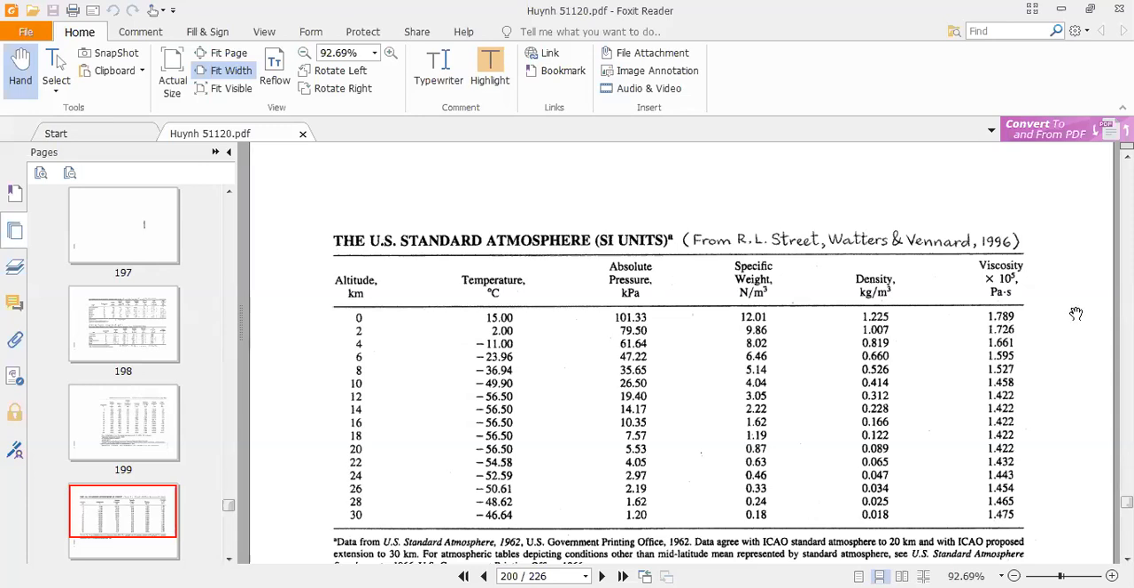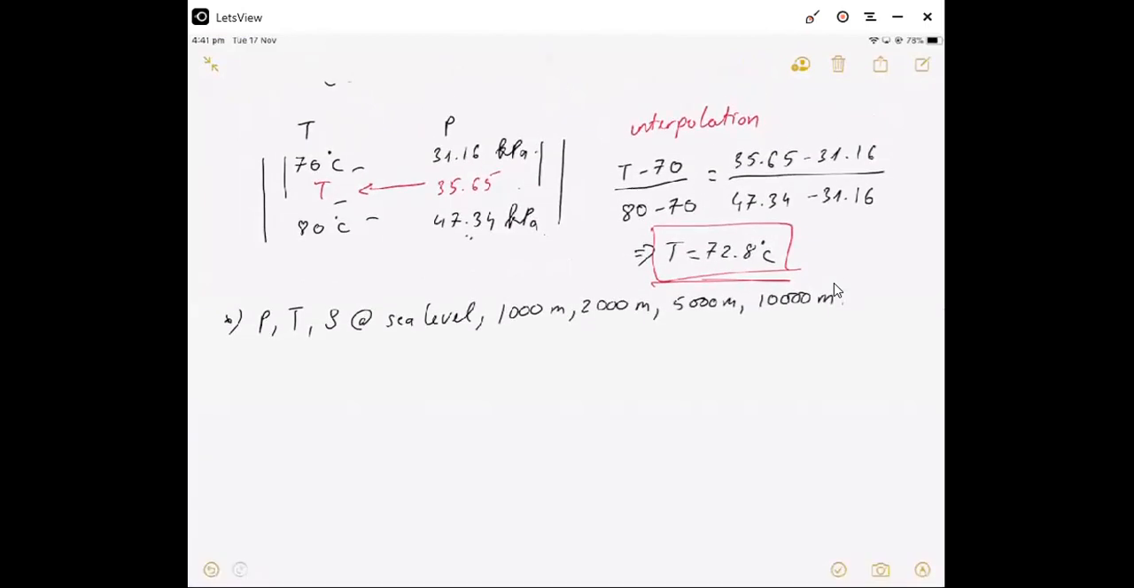Okay, at 1 kilometer. For example, we find at 1 kilometer or 1,000 meter altitude. We have the altitude is 0 kilometer, temperature, pressure, and density. At 0, we have here 15 Celsius, pressure is 101.3 kPa, and density is 1.225 kilogram per meter cube. Okay, at 2 kilometer, the temperature is 2 Celsius, pressure is 79.5 kPa, and density is 1.007 kilogram per meter cube.